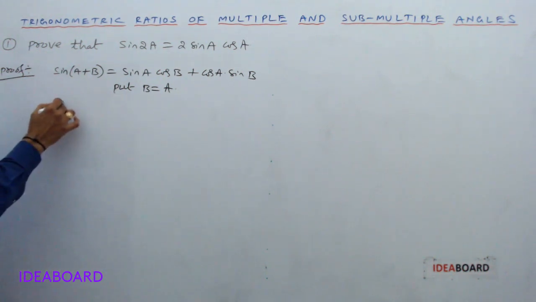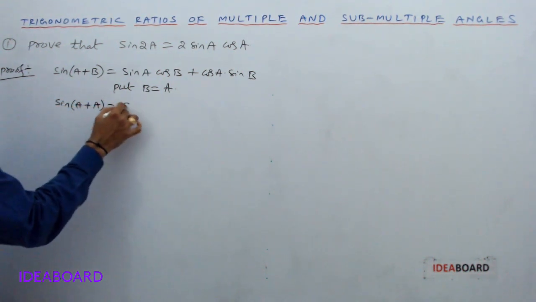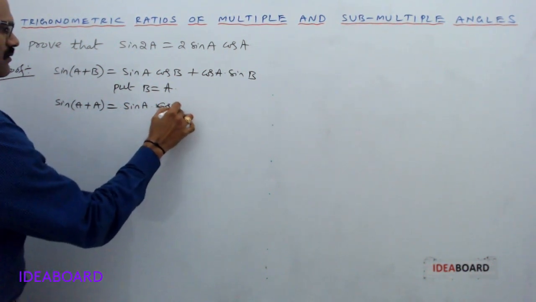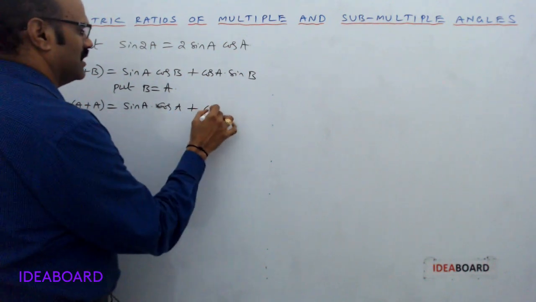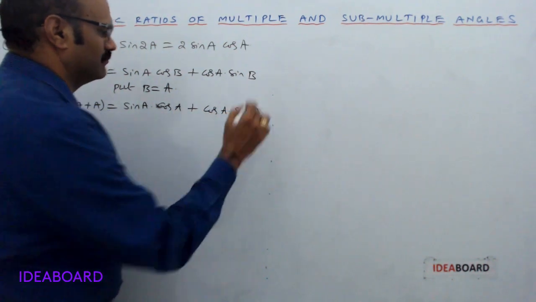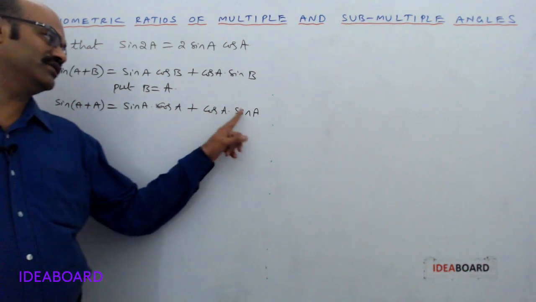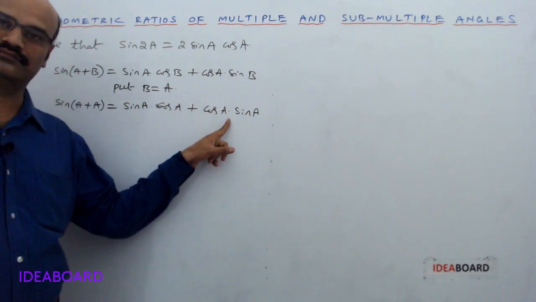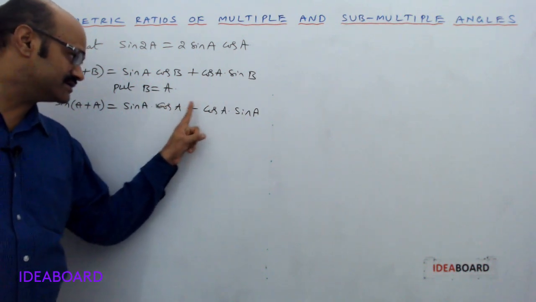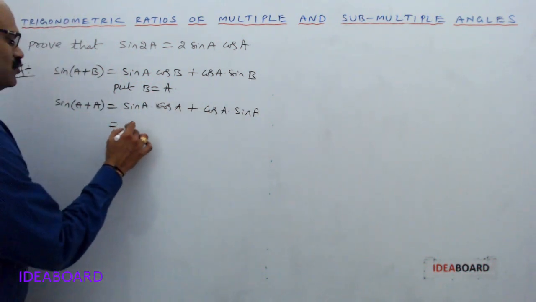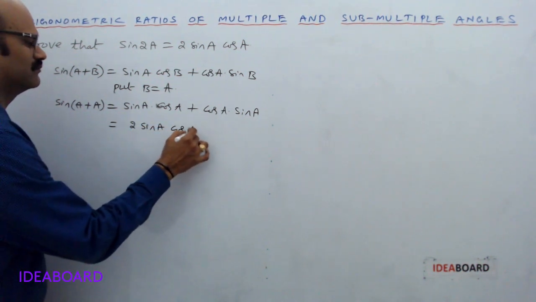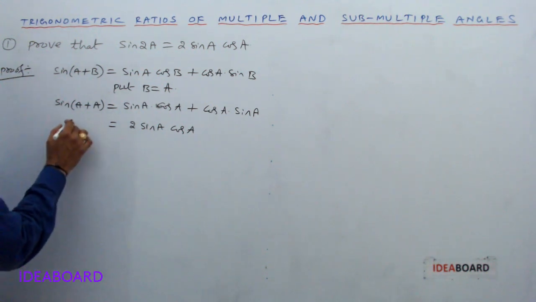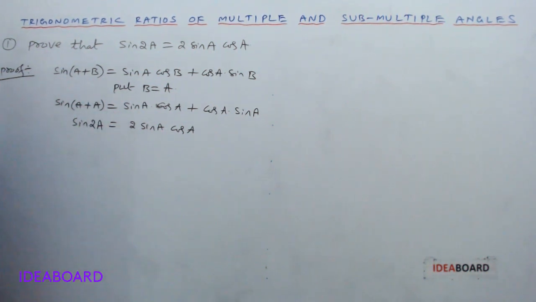Sin of A plus A equal to sin A into cos A plus cos A into sin A. We know that cos A into sin A equal to sin A into cos A. Both are same only. So now we can write it as 2 sin A cos A. A plus A equal to 2A. So sin 2A equal to 2 sin A cos A.